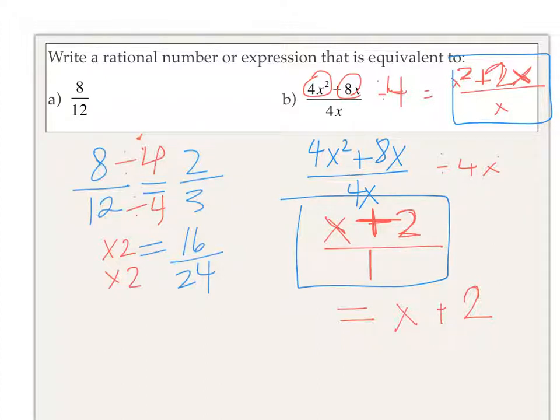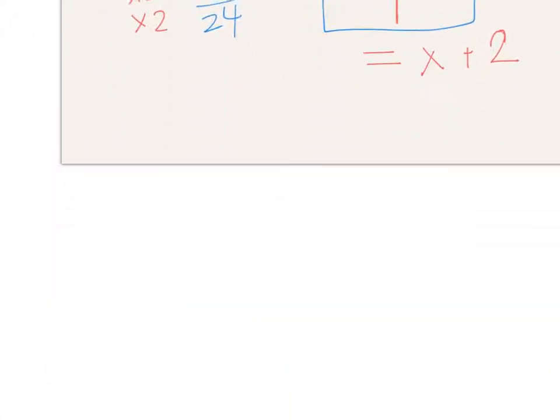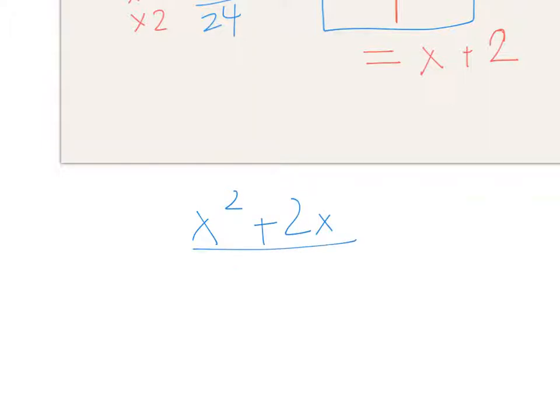The other way to think about it, if I notice that I got what I got at the beginning there, x squared plus 2x over x, I think it was, right? Yeah. Okay, that's one of my equivalent expressions.